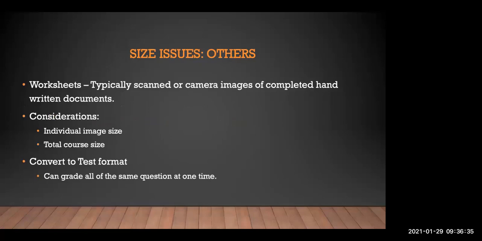So we typically see these when you have a student who has scanned in or taken a camera image, taken a picture of something that they filled out by hand. So they got the document, they wrote on it, and then they're trying to submit that document back to you in a digital format. So there's different things you've got to think about, such as what is this worksheet that you're trying to have them submit?